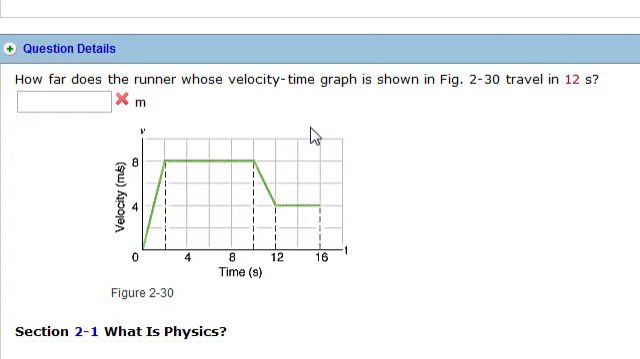Alright, so the last one. How far does the runner's velocity time graph as shown in this travel in 12 seconds? And what gets randomized here is what time period they ask you about. So I've seen some people get asked like 8, and some people ask 12, and some people ask 16. And so really this is pretty easy to solve.